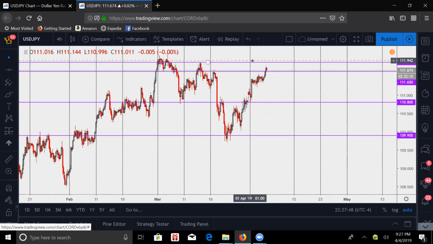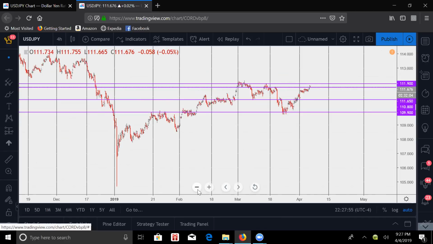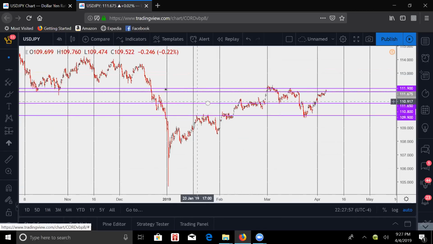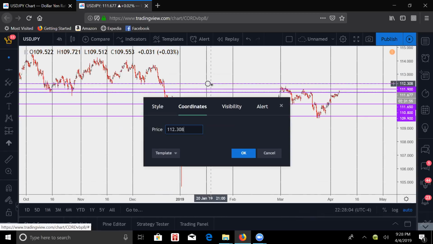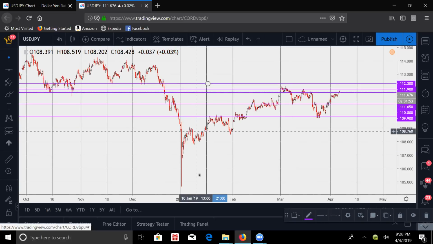So this is a good resistance area right here. I feel like I don't need to go any higher. I could maybe add another one just in case price happens to break through that strongly. And let's see, I'll add one more just because. 112.3 seems to be good.